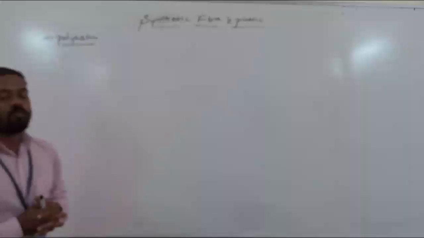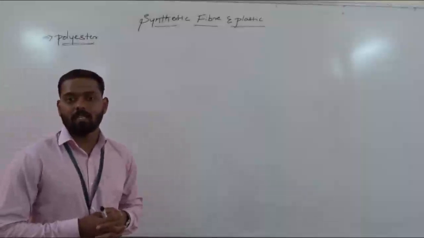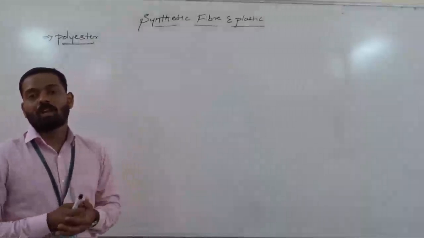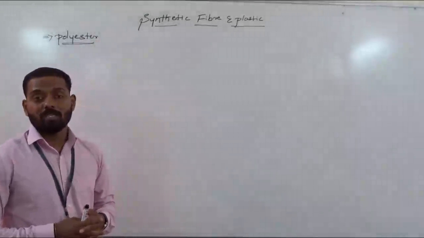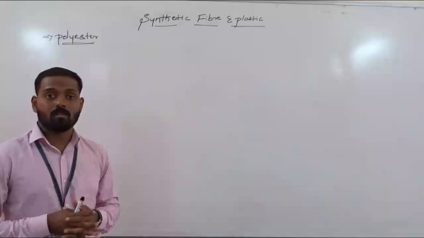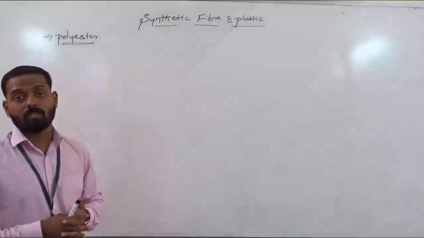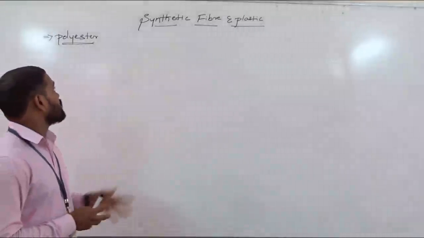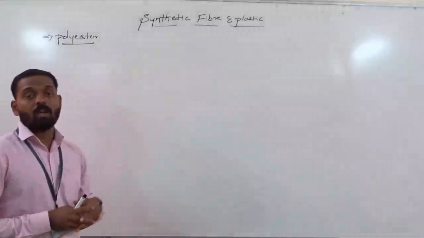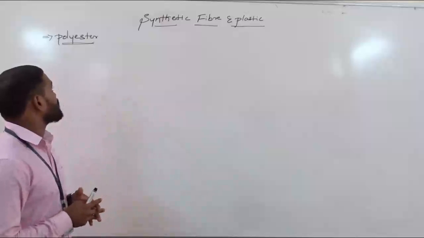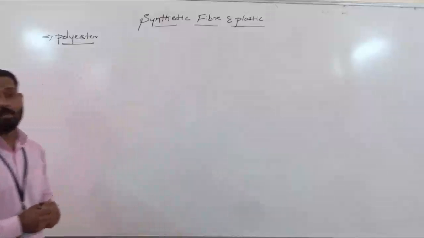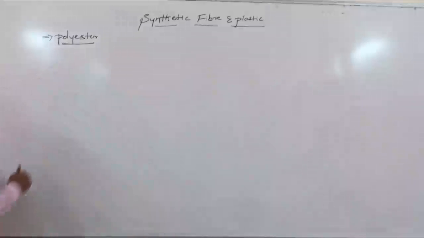So in the last class we have seen the classification of synthetic fibers. There are 4 classifications of synthetic fibers. One is rayon, and we have seen the characteristics and uses of rayon. Then we started with polyester, nylon and acrylic. So today we are going to study the second type of synthetic fiber, that is polyester.